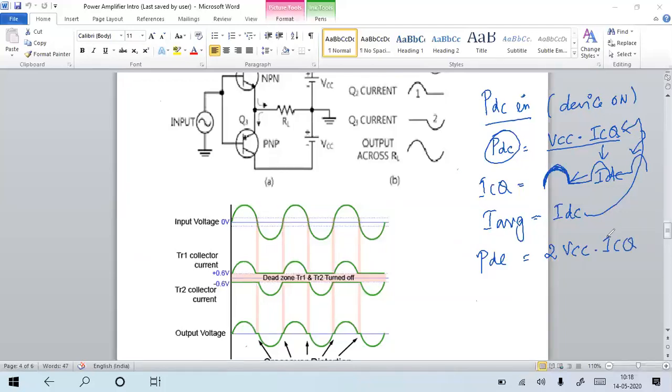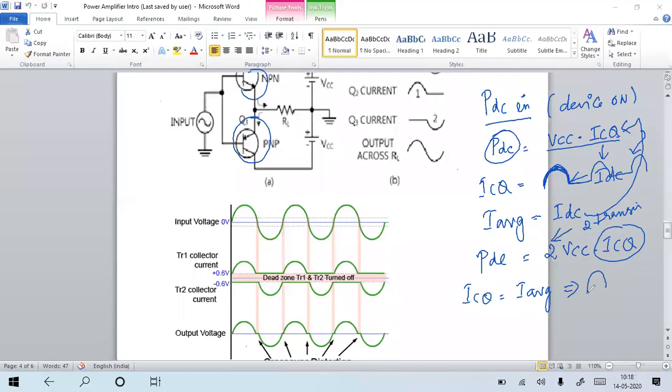How can I find this ICQ? This is why we are using two transistors here: the power supply is the sum of this power plus the sum of this power. That is why we take 2 into VCC into ICQ. Now, how can I find the ICQ? ICQ is the I average of this signal.